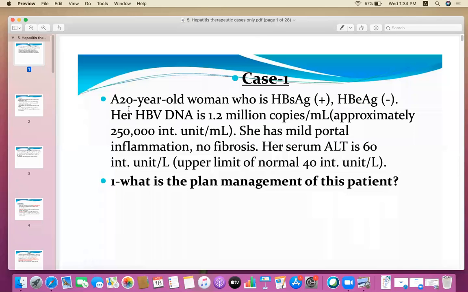Case 1: a 20-year-old woman who is hepatitis B surface antigen positive, hepatitis B e antigen negative. Her HBV DNA is 1.2 million copies per ml, which is approximately 250,000 international units per ml. She had mild portal inflammation, no fibrosis. Her serum ALT is 60 international units per liter, and the upper limit of normal is 40 international units per liter.